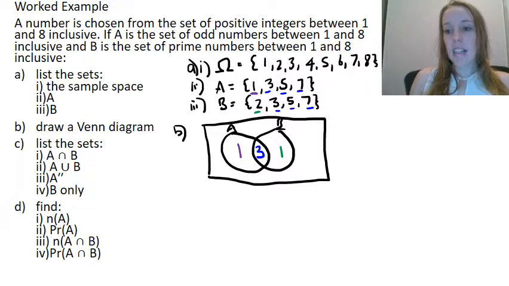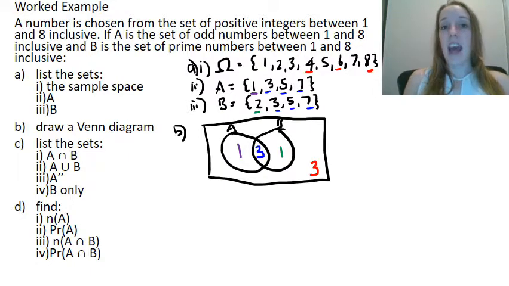And our last step is to look at which numbers are found in neither the subset A nor the subset B. If we look up at our sample space there, we can see that 4, 6, and 8, so a total of 3 numbers, are found in neither A nor B.